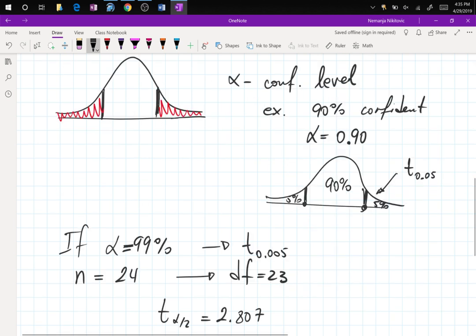So 2.807, and that would be our T-score, and then you will use that in your calculation. So let's take a look at the problem.